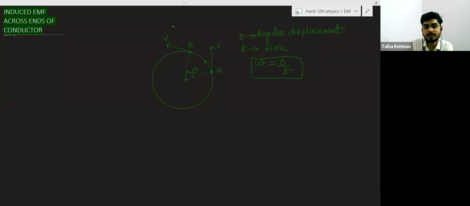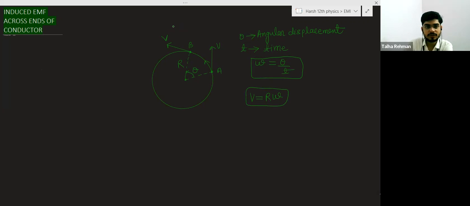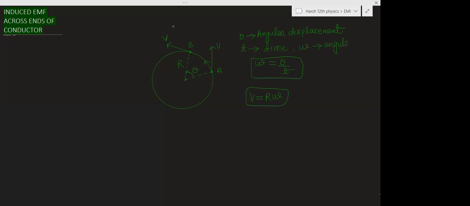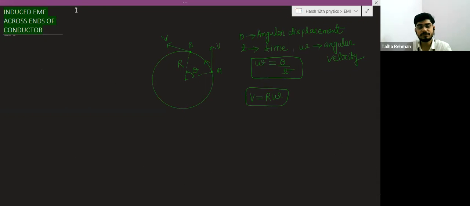So there is the relation. Suppose r is the radius of this circle. There is a relation between the linear velocity and angular velocity: v is equal to r omega. r is the radius of the circle, and omega is the angular velocity. You can write here, omega is your angular velocity. Now we will discuss this derivation. If you know this concept, then it will be very easy for you.